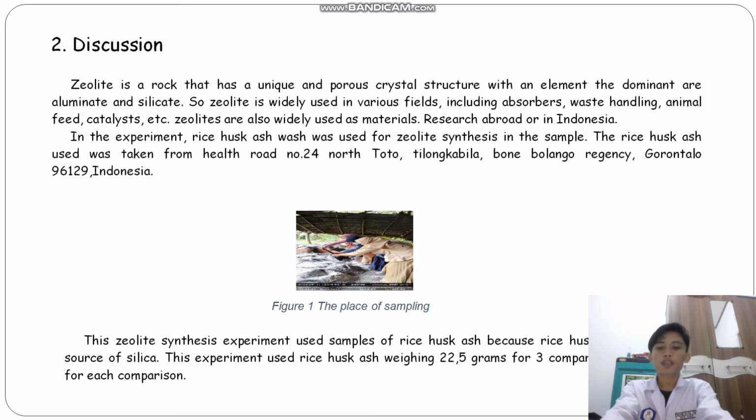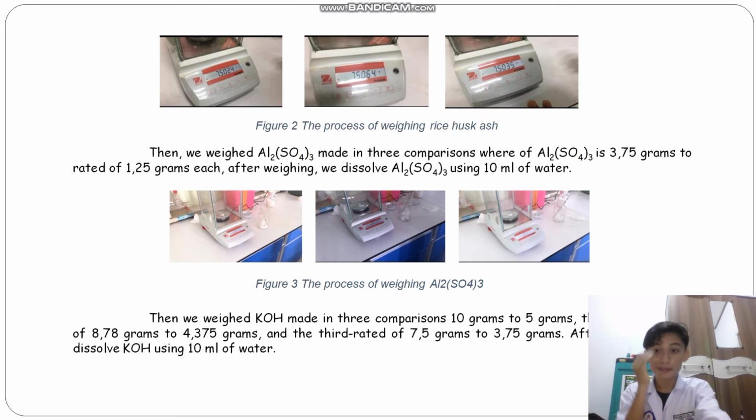This experiment used rice husk weighing 22.5 grams for 3 compressions, 7.5 grams for each compression. Figure 2, the process of weighing rice husk.